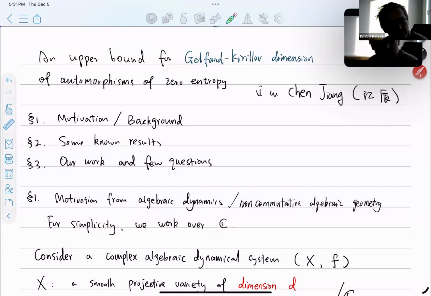about bounds on polynomial volume growth of automorphisms of zero entropy.